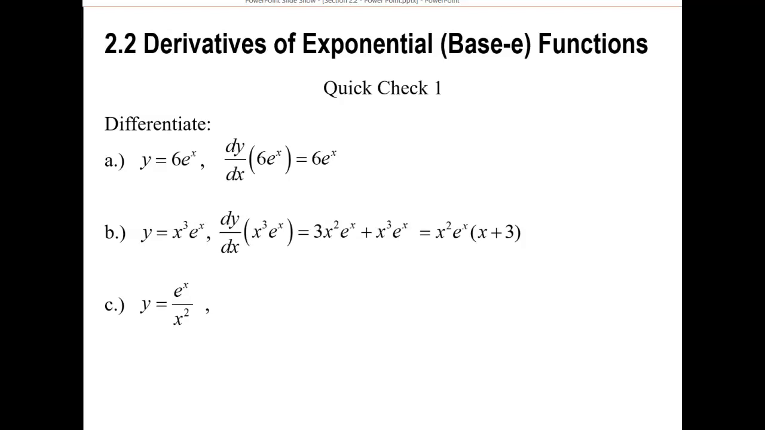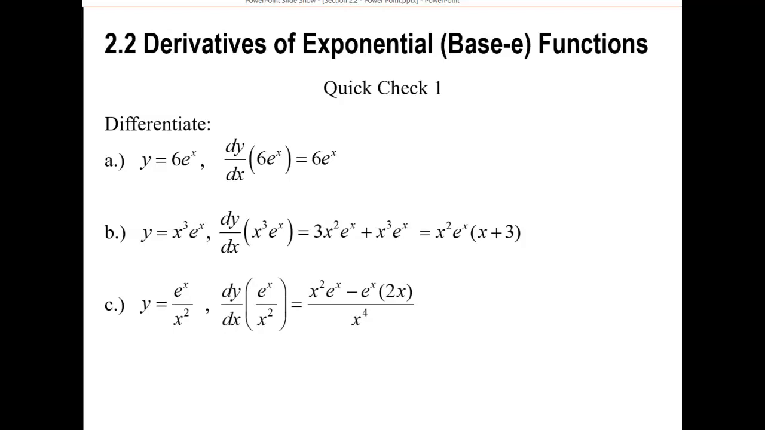Either way here, you can factor out an x squared and an e to the x, and that would leave, if I factored out x squared e to the x, you're left with a 3 plus an x. They just rearrange that to be x plus 3.